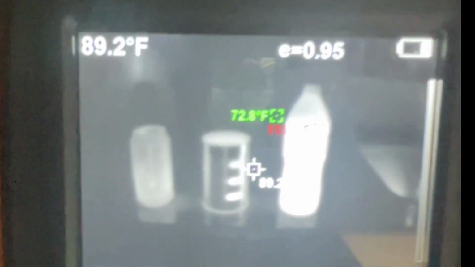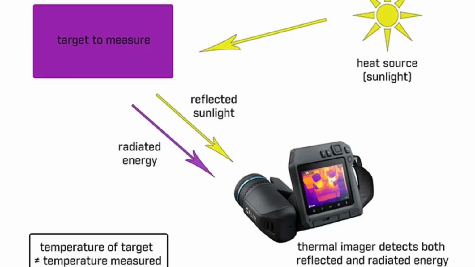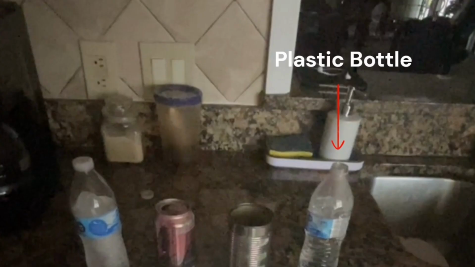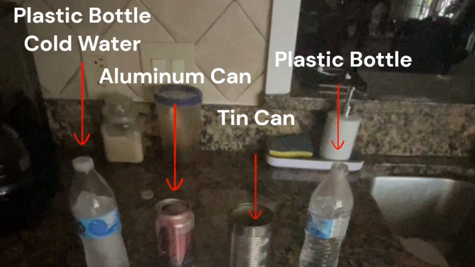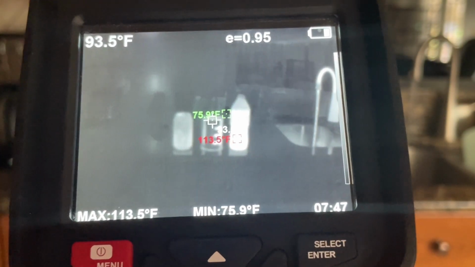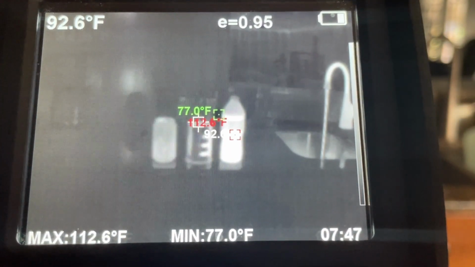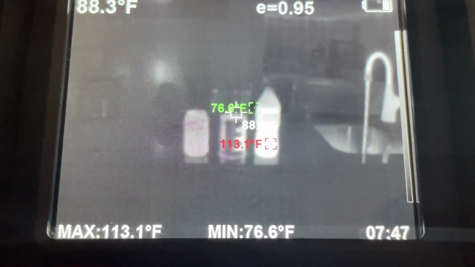However, for any particular wavelength and temperature, the amount of thermal radiation emitted depends on the emissivity of the object's surface. Here you see I have three different types of materials: a plastic bottle filled with hot water, a tin can filled with hot water, and an aluminum can as well. And then you have your cold water on the left. Now, the three bottles that were filled with hot water are all filled with the same temperature. So let's just focus on the three hot bottles for now.